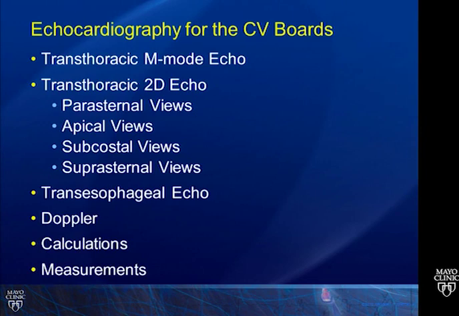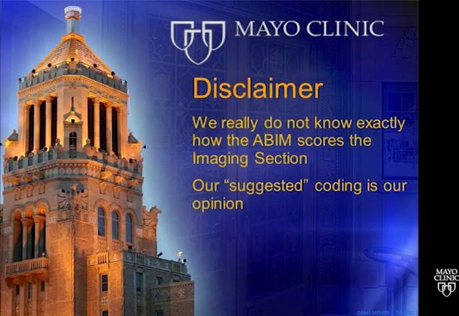We'll also talk, of course, about the transthoracic echocardiogram, and you should be very familiar with the major windows that you get: the parasternal views, the apical views, the subcostal views, and the suprasternal views. It would not be outside the realm of testing to show you transesophageal, so we've got some of those included, as well as Doppler calculations and different measurements that you might be responsible for as you go through the boards.